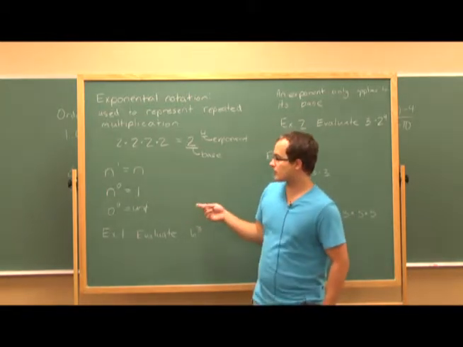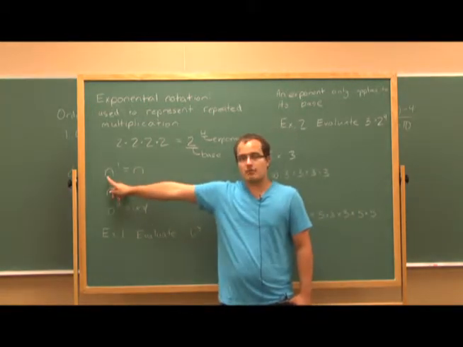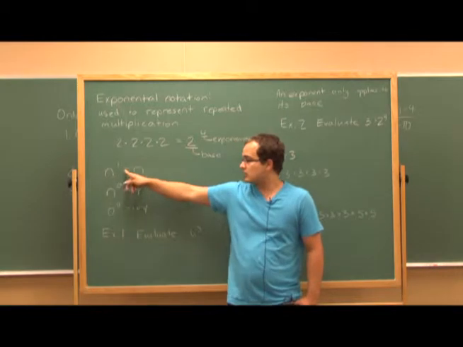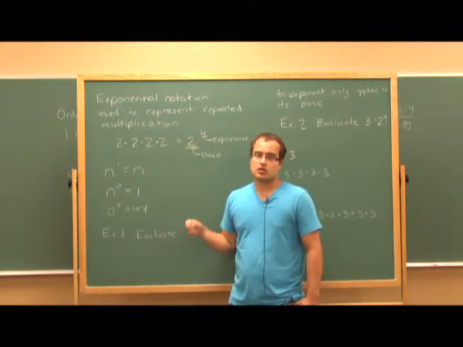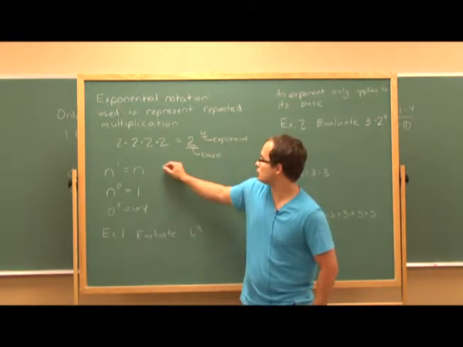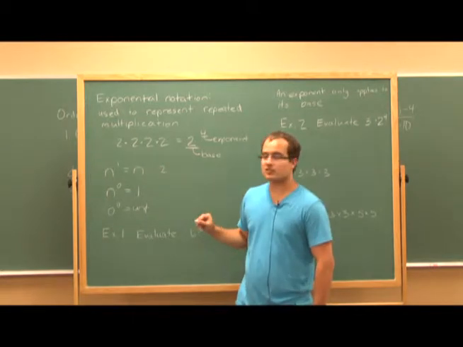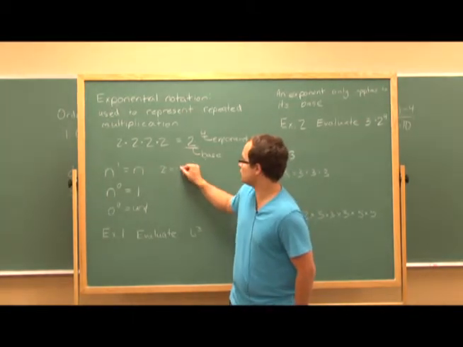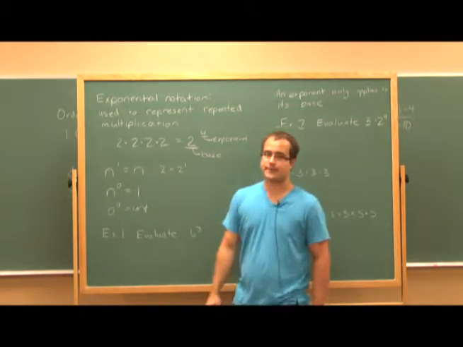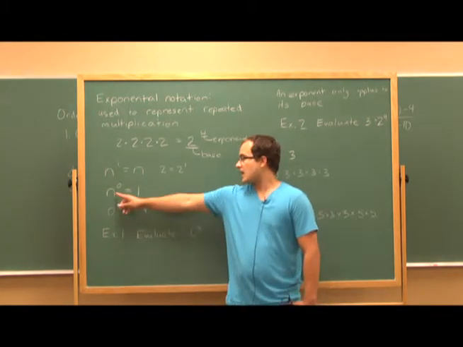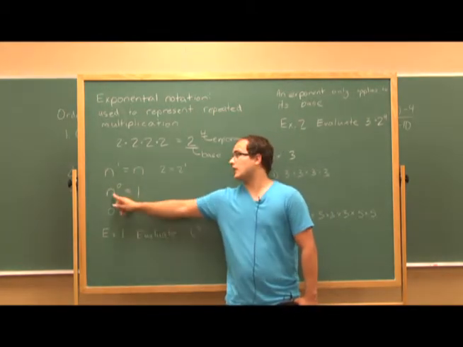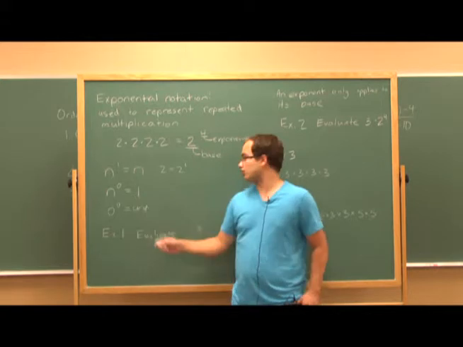Now some rules of exponents. Any number to 1 equals that number. So if you have just a plain 2 there, that is assumed to be 2 to the 1st power. Any number besides 0, any number to the 0 power equals 1.